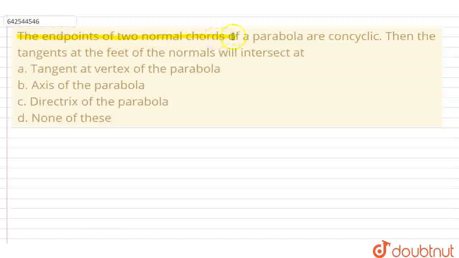Today's question is, the endpoints of two normal chords of a parabola are concyclic. Then the tangents at the feet of the normals will intersect at, and we have four options.